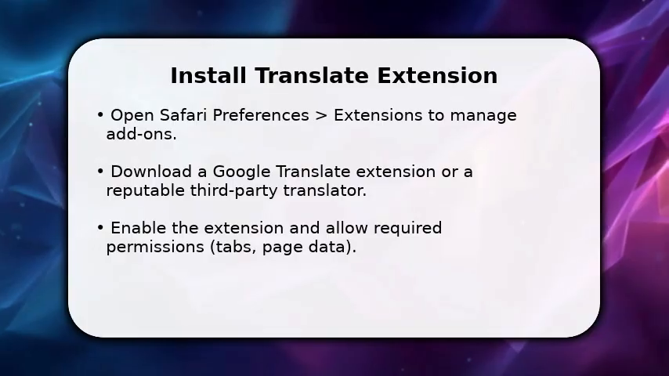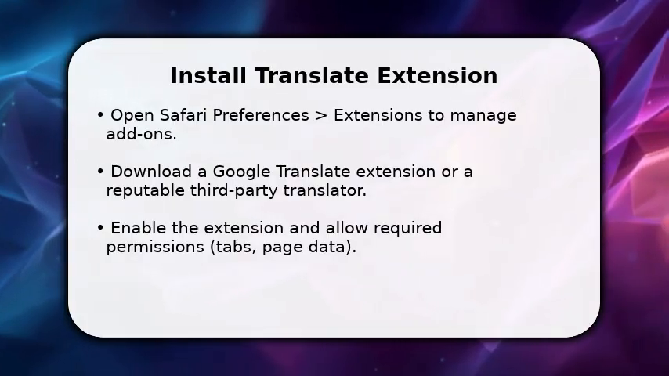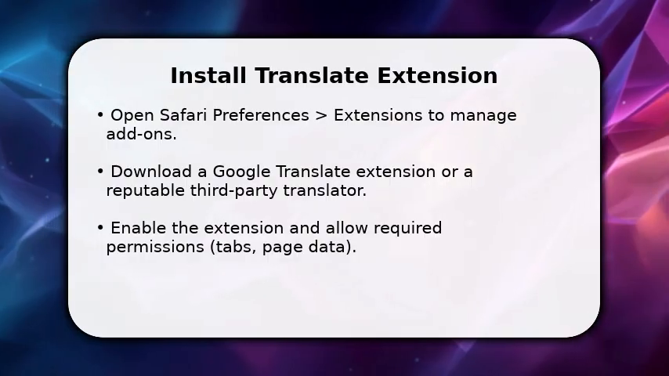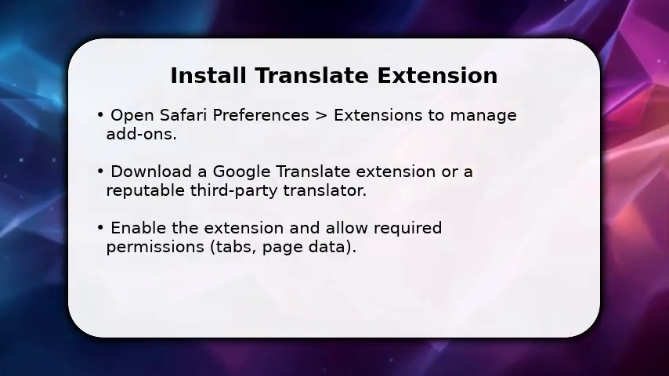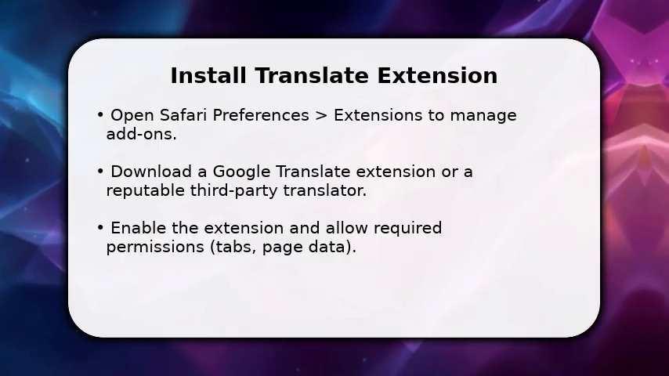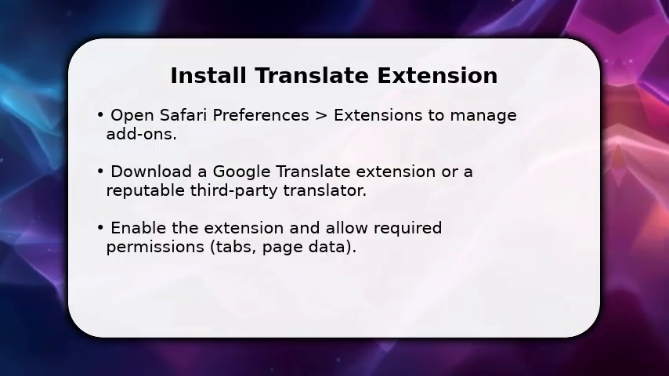Enjoy the video. You start by adding the extension. Open Safari, go to Preferences, then Extensions, and click the App Store link. Search for Google Translate or a well-rated translator and install it.